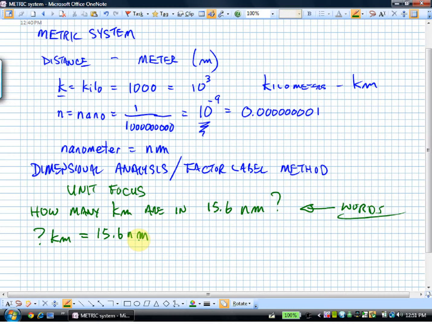Okay, this allows you to use your definitions. It doesn't force you to do things inside your head.